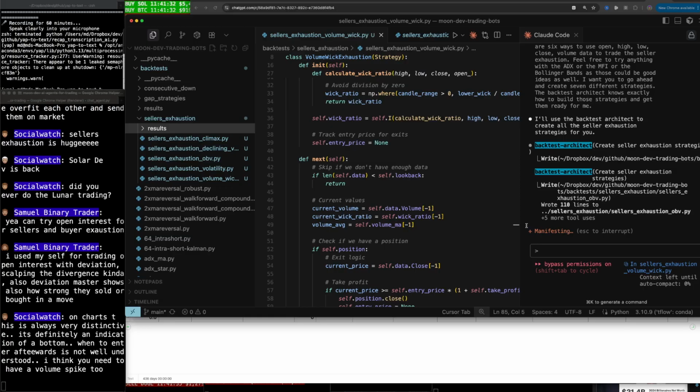A lot of thinking. That's what we got to do. Just think and then test. Think and then test. I love this new backtester thing we built today. And the backtest architect is sick.